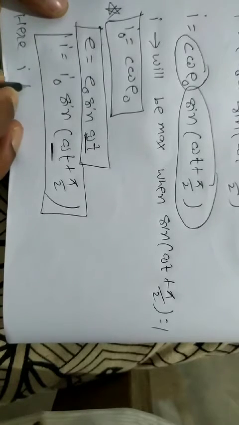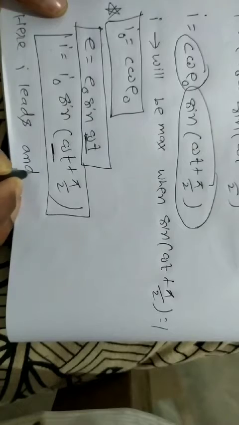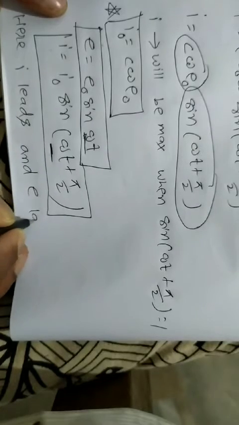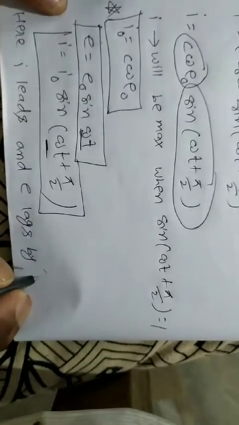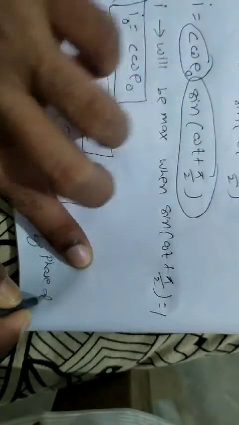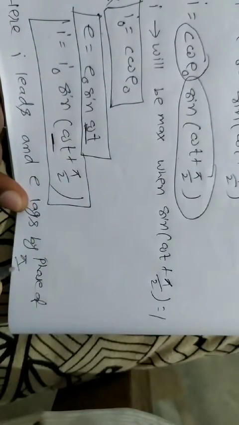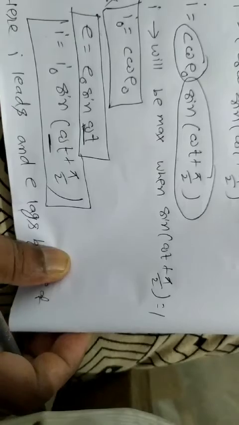I leads, and E lags. E lags by how much? By phase of pi by 2. So current leads and EMF lags by phase of pi by 2. Up to this clear? Now we will understand some more things.